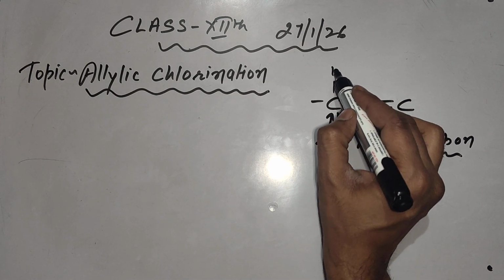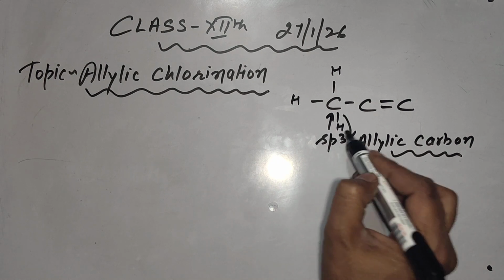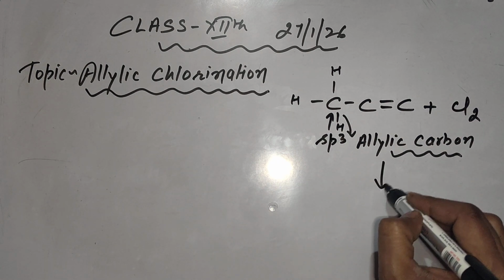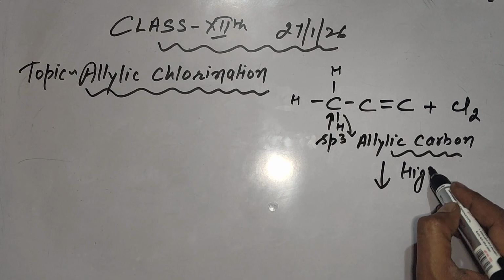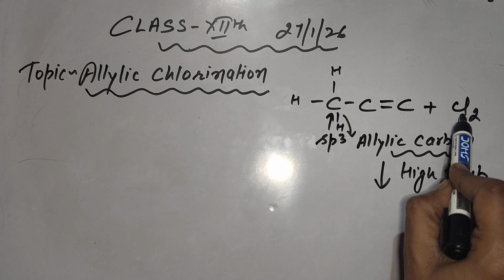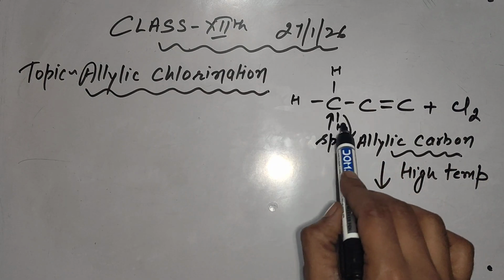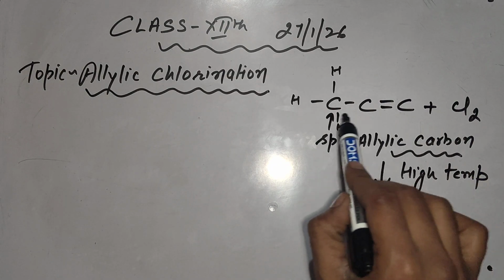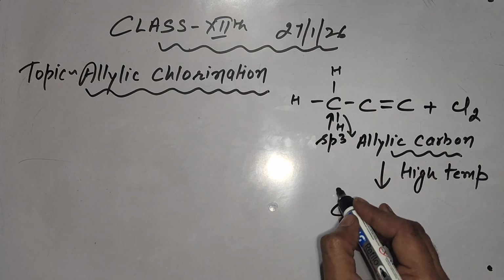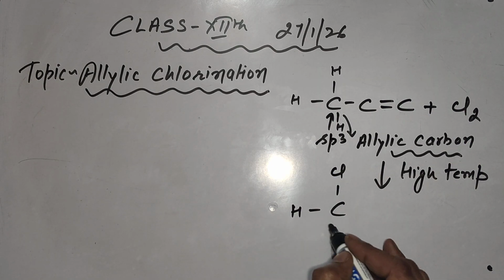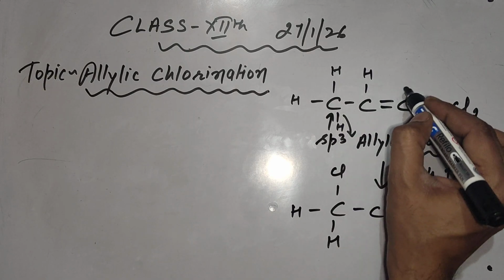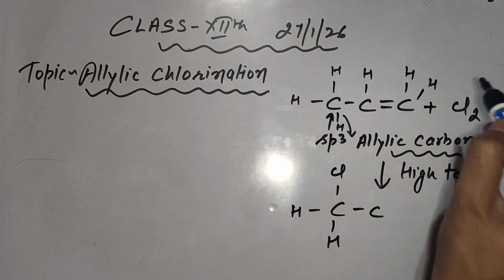Now if this carbon has hydrogens on it and we react it with chlorine at high temperature, one chlorine atom will substitute one of its hydrogens. Allylic carbon hydrogen will be substituted by chlorine. So the product will be this. Valencies you can satisfy with the help of hydrogens.